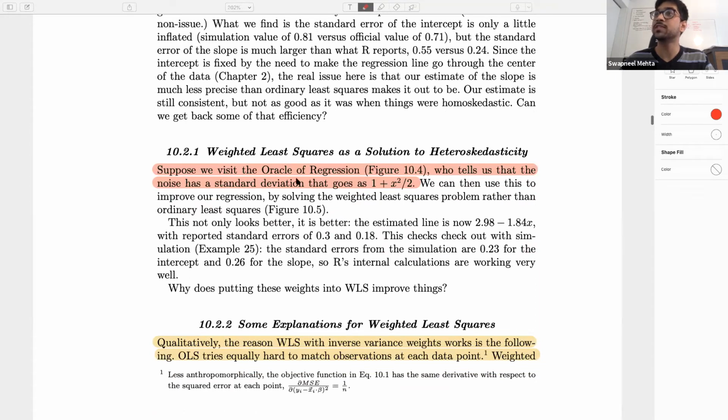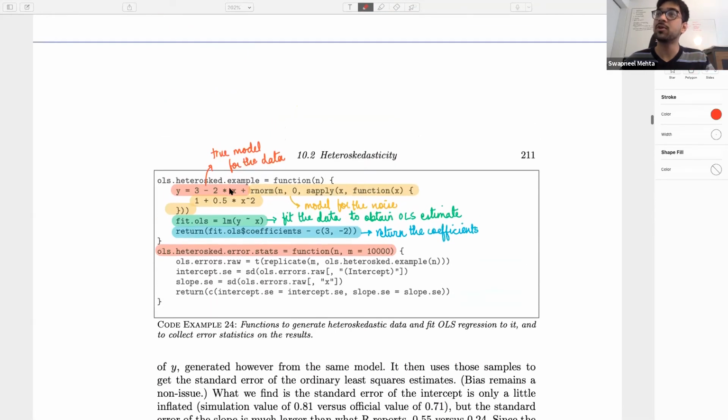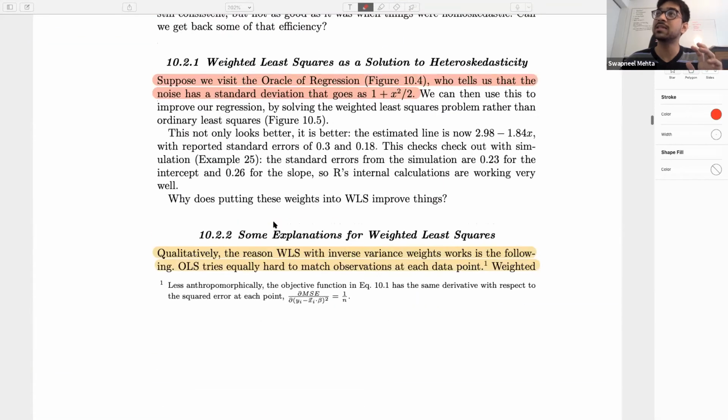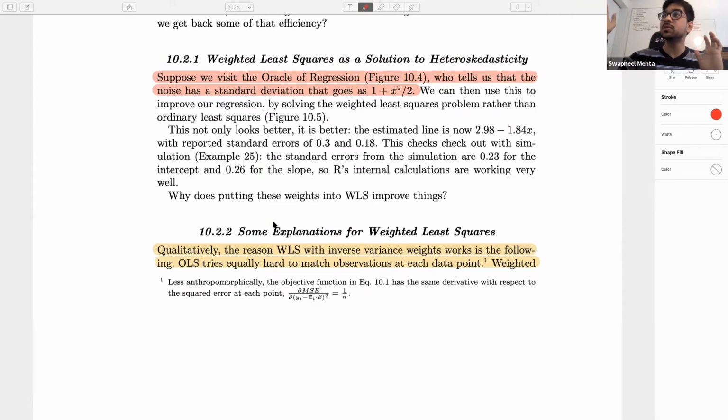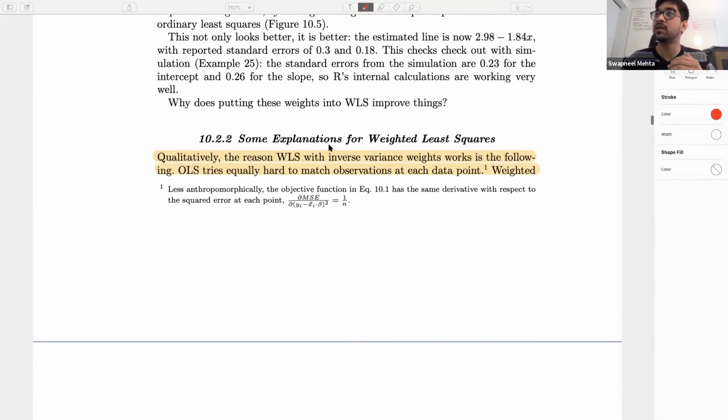Suppose we visit an oracle, and oracle means you transfer information from here to your fit. In essence, someone tells you the true values, or tells you the true function for the noise, which is 1 plus half x square. Then we can use this function for the noise variance. We know that this is the true function, and we can use it to improve our fit by doing weighted least squares. And then they get into the math of how weighted least squares works.